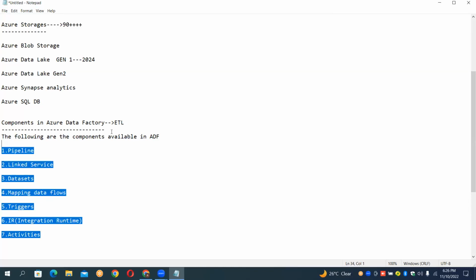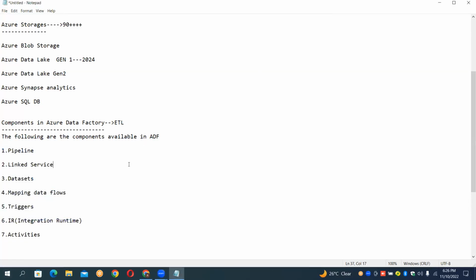Without these 7 components, guys, we cannot move in ADF. They are mandatorily required in ADF. Without them, we cannot design anything or perform the job of ETL, that is extraction, transformation, and loading.